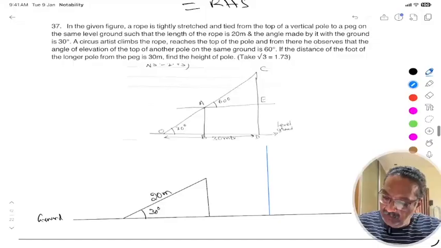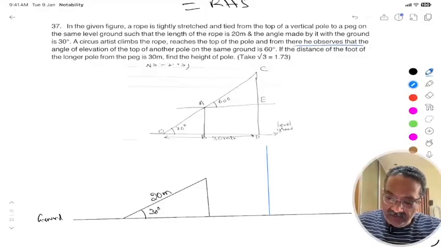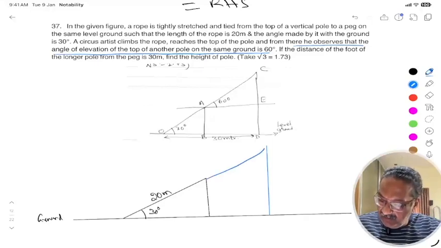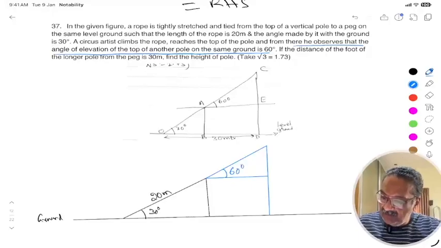reaches the top of the pole, and from there he observes that the angle of elevation of top of another pole on the same ground is 60 degree. Okay, so ಇಲ್ಲಿಂದ ಅವನು ಮೇಲ್ಗಡೆ ನಿಂತ್ಕೊಂಡ್ಬಿಟ್ಟು he sees this top and ಇದರದ್ದು ಆಂಗಲ್ ಆಫ್ ಎಲಿವೇಶನ್ 60 ಡಿಗ್ರಿ ಇದೆ. ಸೊ ಅದರದ್ದು ಆಂಗಲ್ ಆಫ್ ಎಲಿವೇಶನ್ ಅಂದರೆ ಫಸ್ಟ್ ಇಲ್ಲಿಂದ ಇಲ್ಲಿಗೆ ನಾವೇನು ಮಾಡಬೇಕು? ಲೈನ್ ಆಫ್ ಸೈಟ್ ಡ್ರಾ ಮಾಡಬೇಕು. ಲೈನ್ ಆಫ್ ಸೈಟ್ ಡ್ರಾ ಮಾಡಿಬಿಟ್ಟು ದಿಸ್ ಇಸ್ ಗಿವನ್ ಟು ಬಿ 60 ಡಿಗ್ರೀಸ್.